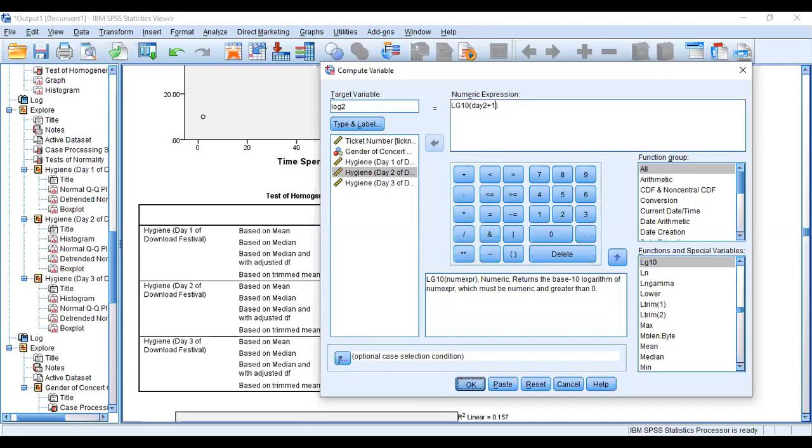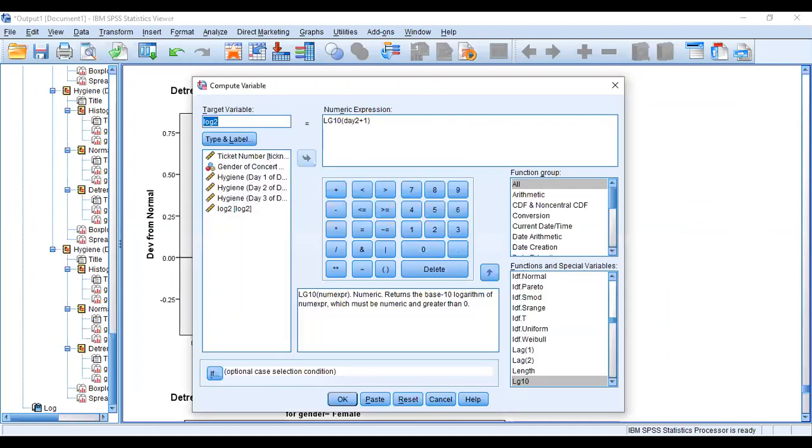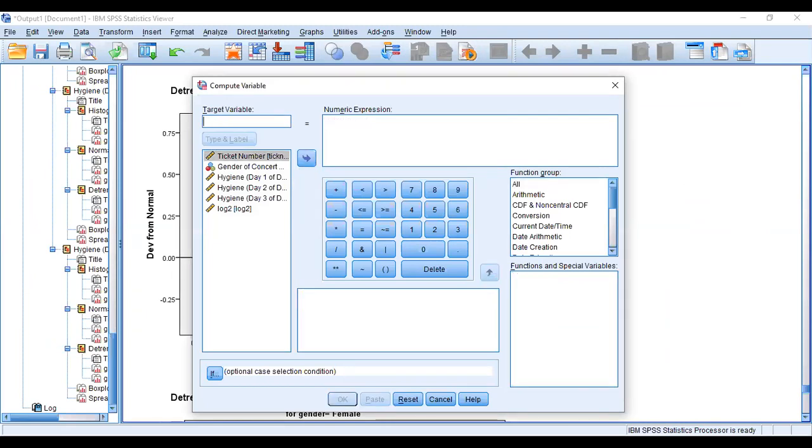And for day 3 data, I am checking log, and another method, that is the square root transformation. The second method, I am writing here sqrt. Okay, so first of all I will reset it. I will write here sqrt2, and then copy and paste into the type and label.